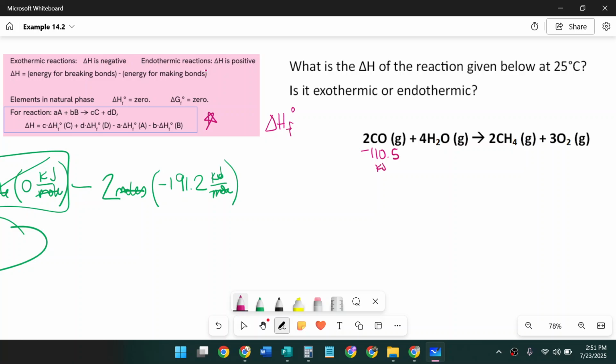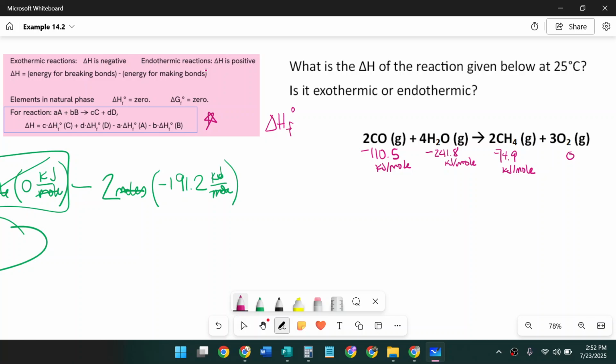Next we have water, but it's in gas form this time. So we have to be careful not to use the H2O that we used last time because that was in liquid form. So in gas form it is negative 241.8 kilojoules per mole. All right, next we have CH4, and that's in gas form. That's negative 74.9 kilojoules per mole.